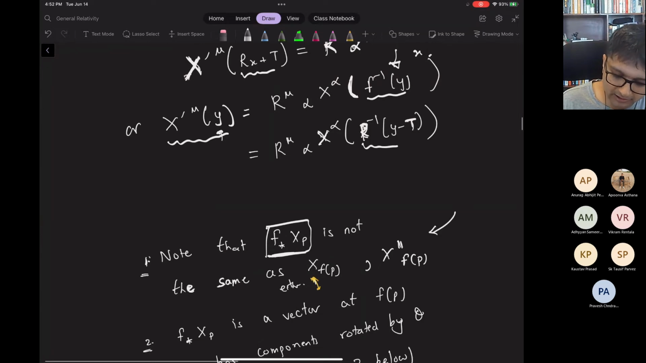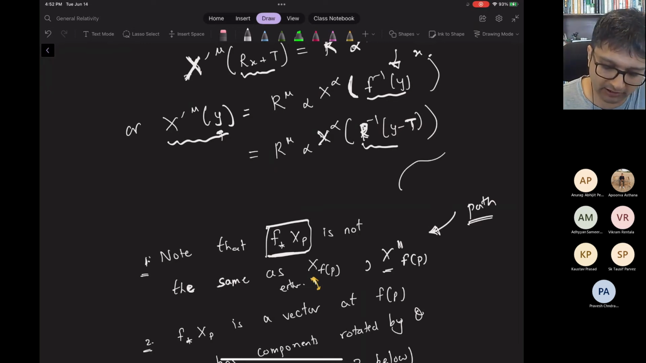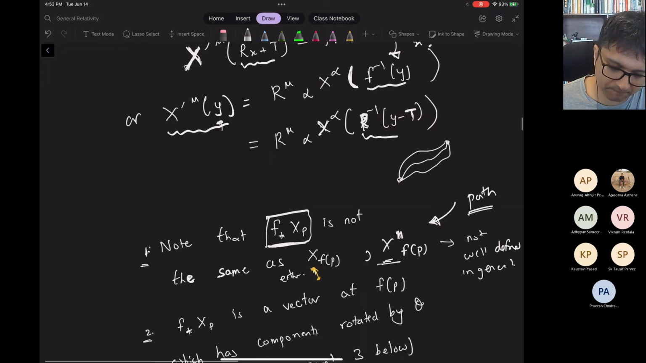In general, the parallelly transported x parallel is not even defined, right? Because parallel transport depends on a path. In Euclidean space, it turns out that it's path independent. You can parallelly transport around any path, and you'll always end up with the same vector. But on a general curved space, it does depend on the path you take. So this is not even well defined in general, because we need to specify a path.